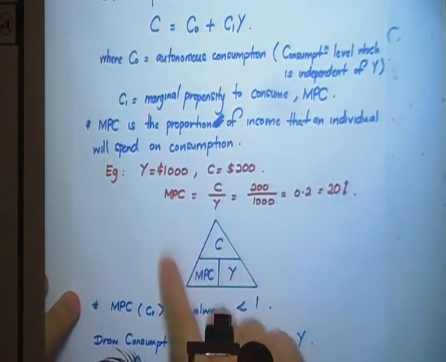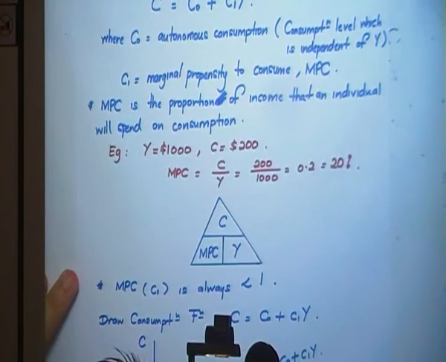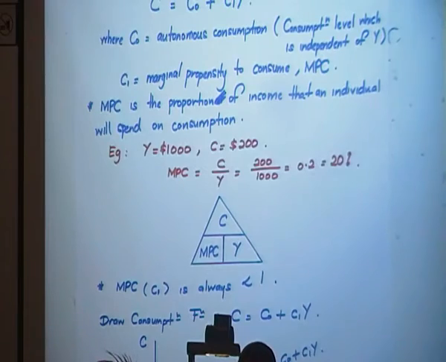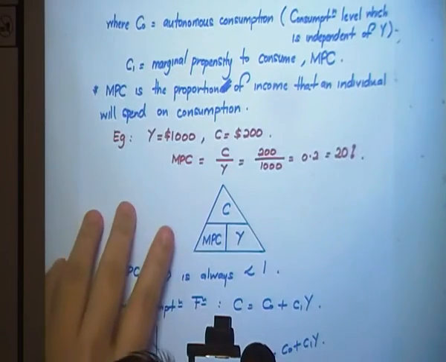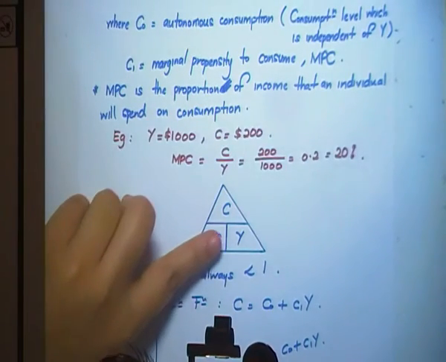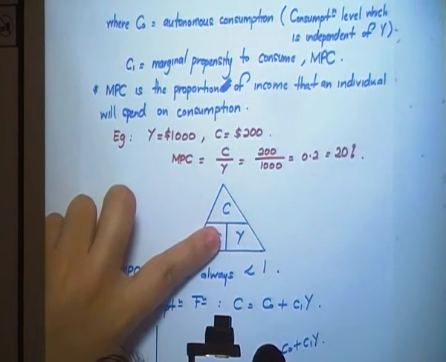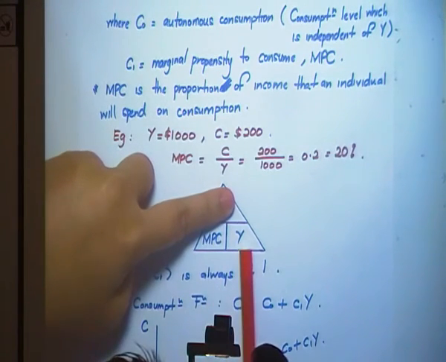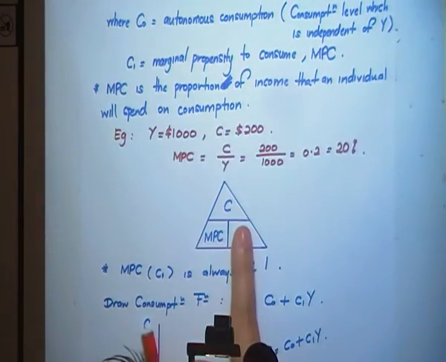Now, I put this triangle for you. I must explain to you how you use it. Amos will ask you this. Sometimes if you do consumption, he gives you income, you must find MPC. So this is the relationship that you see in this triangle here. If you want to find MPC, you cover this MPC. The formula is C over Y. If you want to find consumption, MPC times Y will give me consumption. If you want to find income, C divided by MPC will give you your income.